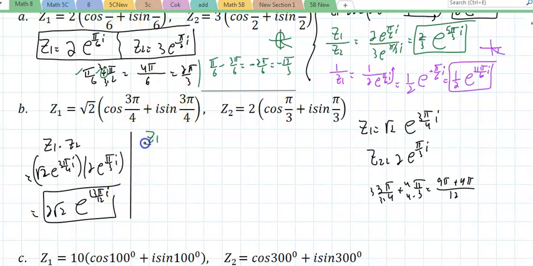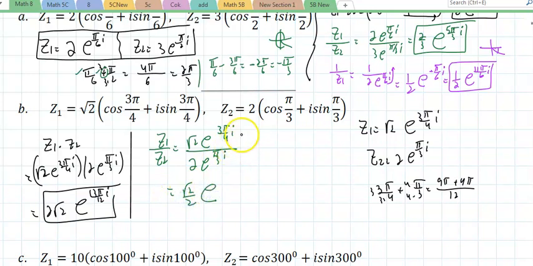And what if I wanted to divide those two? What if I wanted to take Z1 divided by Z2? So Z1 will happen to be radical 2 e to the 3 pi over 4i. Z2 will be 2 e to the pi over 3i. This is going to be radical 2 over 2e, and you subtract those. If I put a minus there, isn't that 9 pi minus 4 pi, which is 5 pi over 12 i? And that's fine because that's still less than 2 pi.